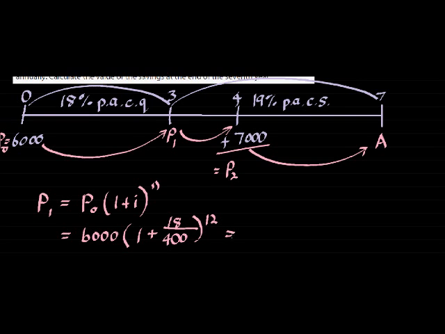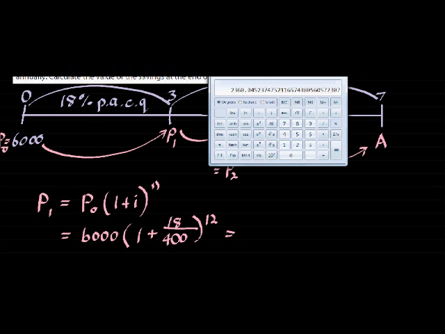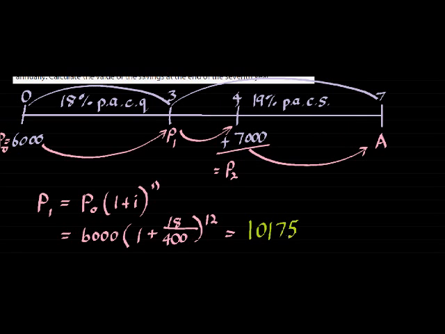And then at P1, what will my new value be? Use our calculator. We get 6,000 times, in brackets, 1 plus 18 divided by 400, close the brackets, to the power of 12, which gives me 10,175.28. I'm going to store this in memory because I'm going to use that later. This is now the new value of P1. And I'm going to use this value of P1 to get to P2, because then another change takes place.